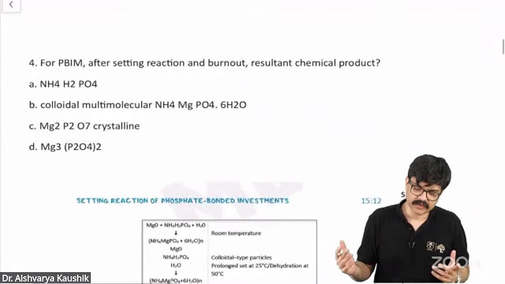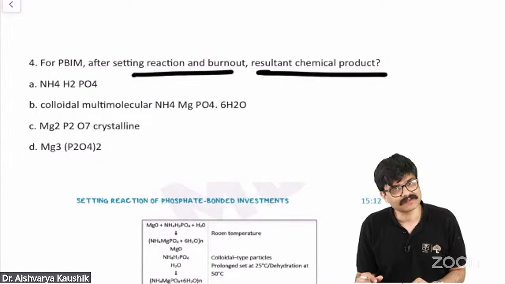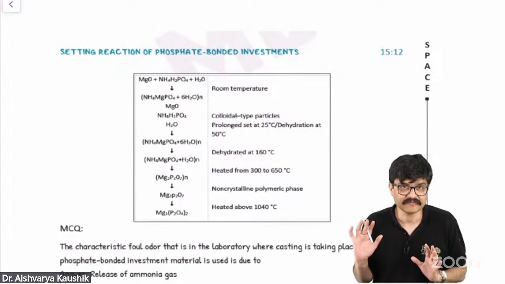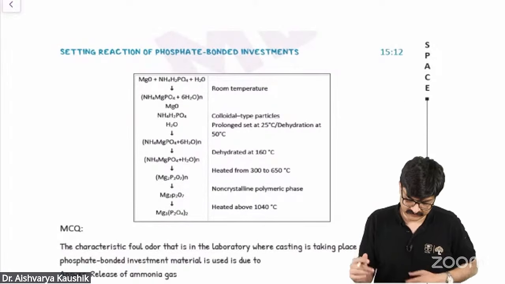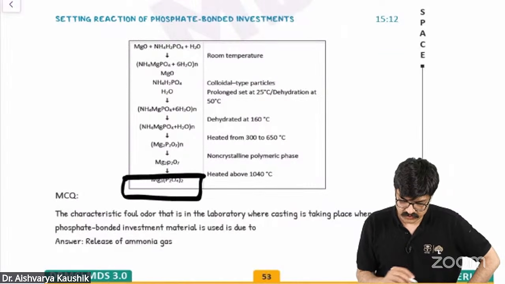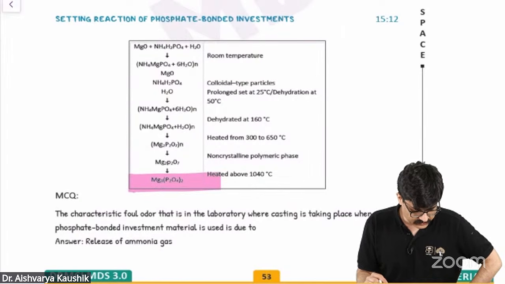Okay, for phosphate bonded investment material after setting reaction and burnout, resultant chemical product. Straight from our notes, guys. This is the screenshot straight from the notes that you all have. I mean, those our students have, our friends have. So you can see here, lastly, you have Mg3P2O4 whole twice. Okay. Mg3P2O4 whole twice. That's the answer.